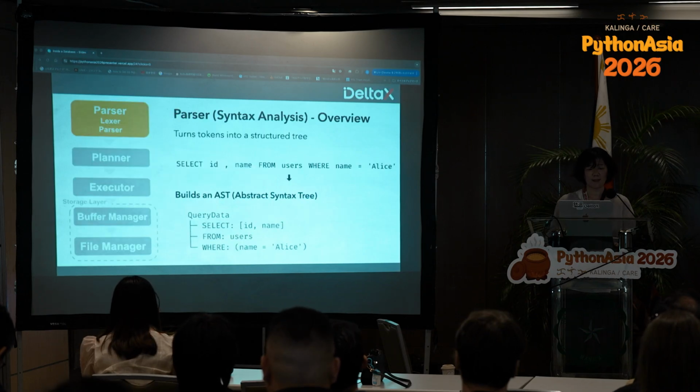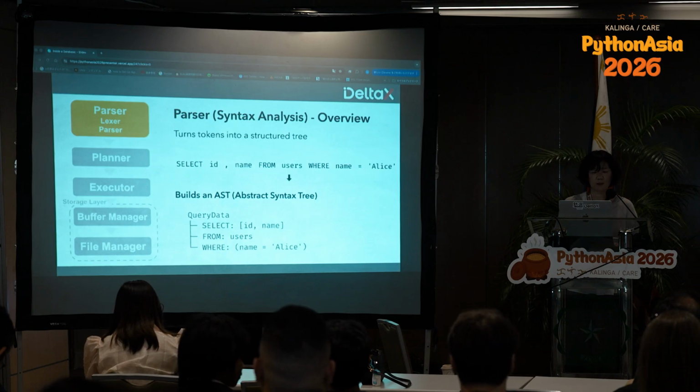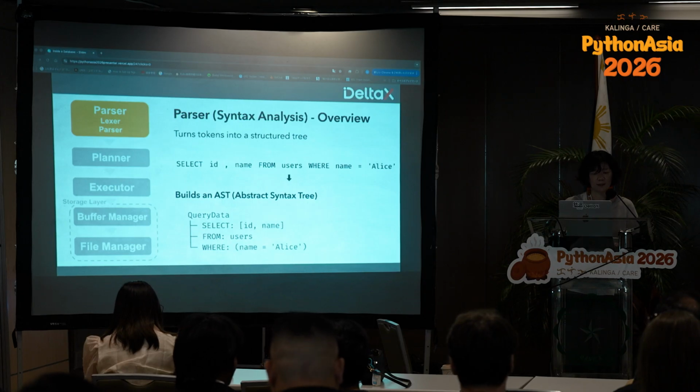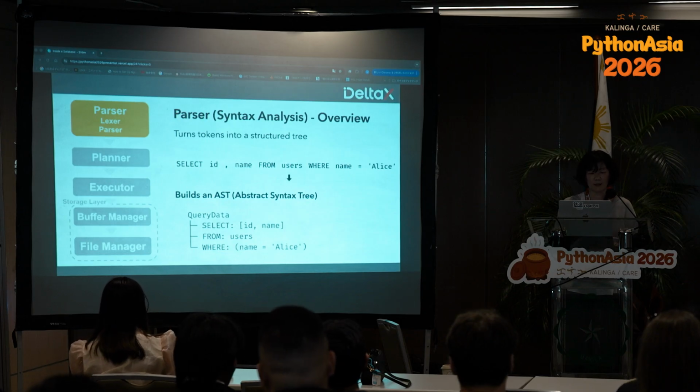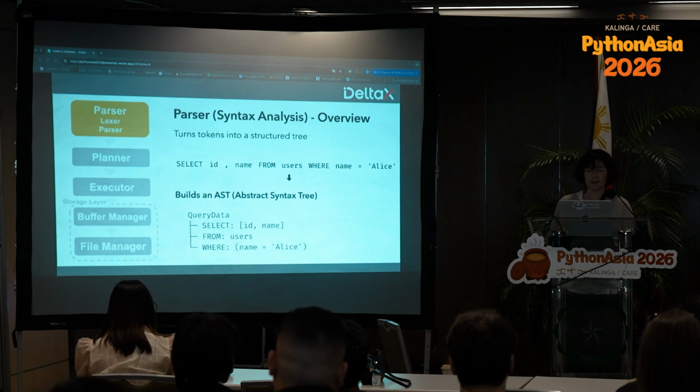Next is syntax analysis. To a computer, SQL is just a sequence of tokens. The parser structures them into something meaningful. The result is called an AST, abstract syntax tree. An AST is a tree that represents your SQL query in a structured way. As you can see, it has a tree structure: select columns from table, where condition.